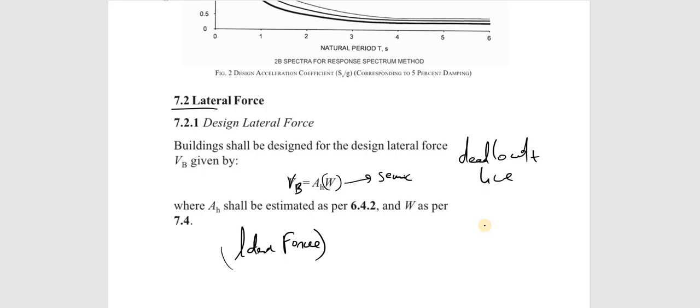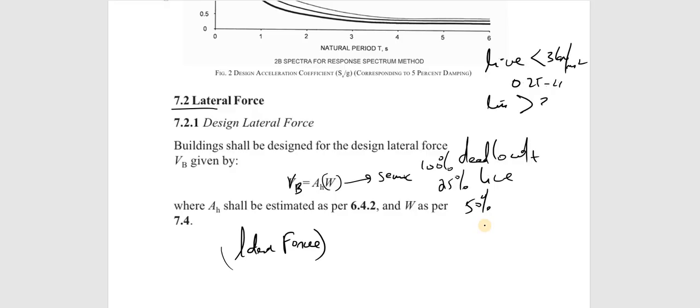So, there are some relations. The dead load we take as 100%, but the live load we sometimes take as 25% or 50%. For example, if the live load is less than 3 kilonewton per meter square, we take 25%, or 0.25. If the live load is greater than 3 kilonewton per meter square, we take 50%. So, W will be dead load plus some percentage of live load, for example 25% of live load. So, we can calculate what W is.